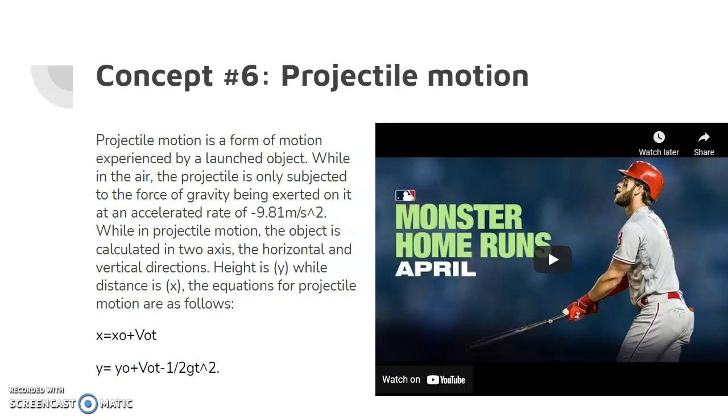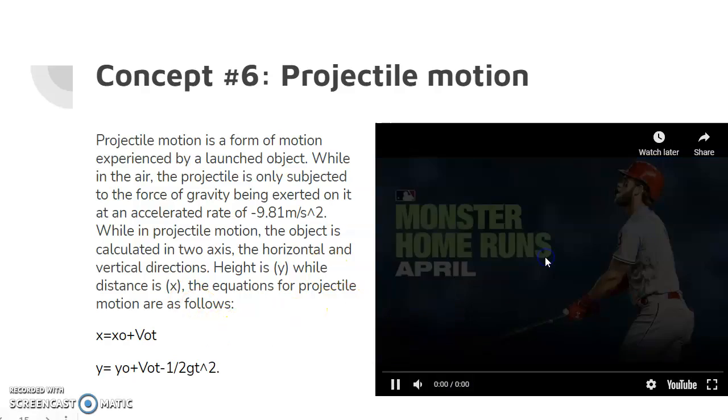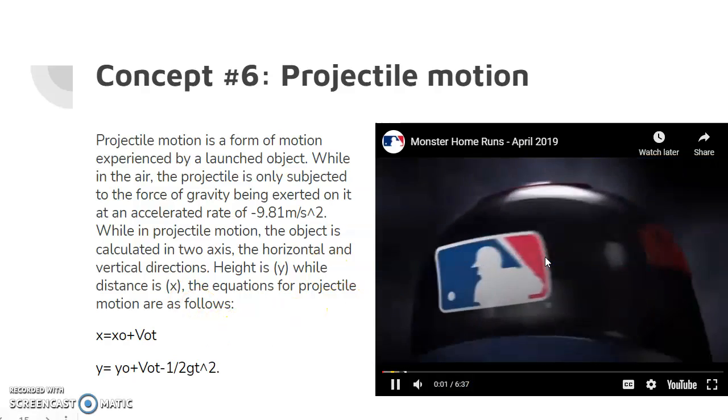Distance is equal to initial distance plus initial velocity times time, and height is equal to initial height plus initial velocity times time minus 1/2 gravity times time squared. And here is projectile motion.